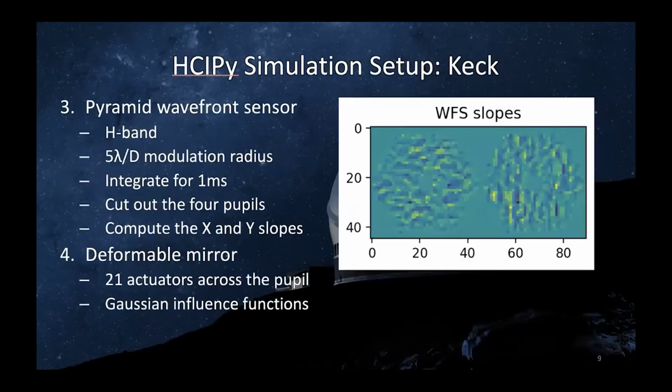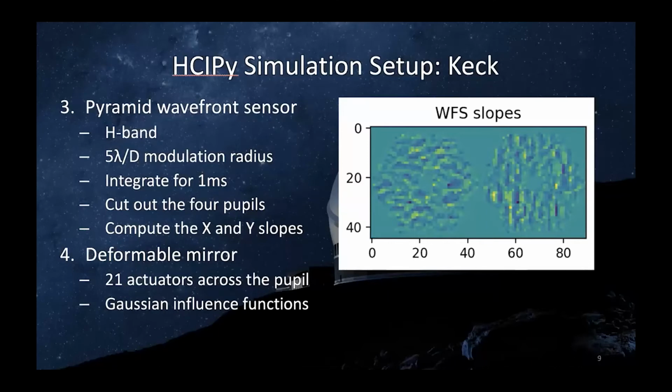Now, next in our simulation, we have our pyramid wavefront sensor, which operates at Keck in the H band. And we also had a 5 lambda over D modulation radius. Here we're assuming that we're integrating for about 1 second. So we cut out the 4 pupils from the wavefront sensor, and we compute the X and the Y slopes. And a lot of this work has been done by Maaike van Kooten, a postdoc in our group, who you heard from earlier this morning. So in our simulation, we then have our deformable mirror. At Keck, we have a relatively low number of actuators, only 21 across our pupil.